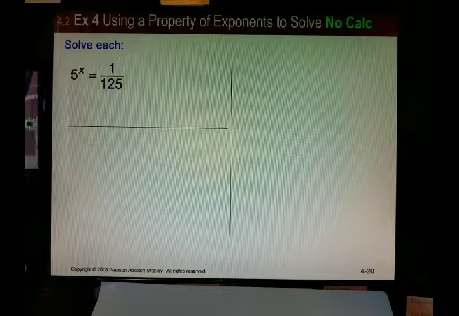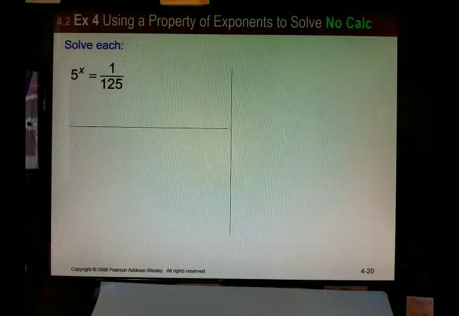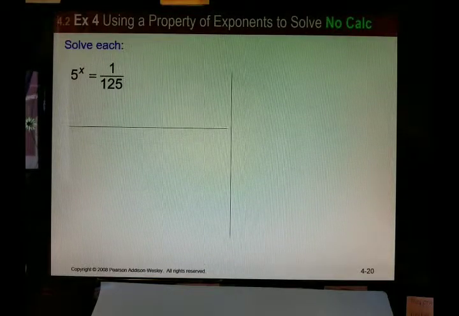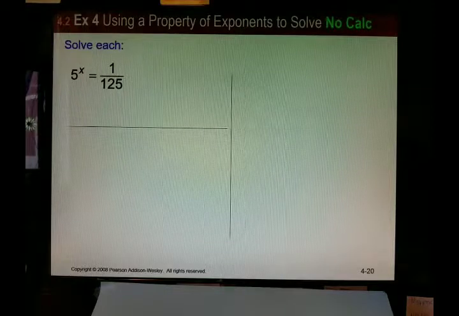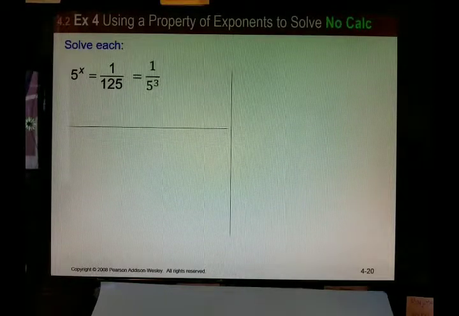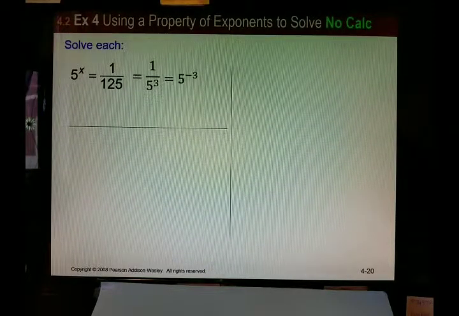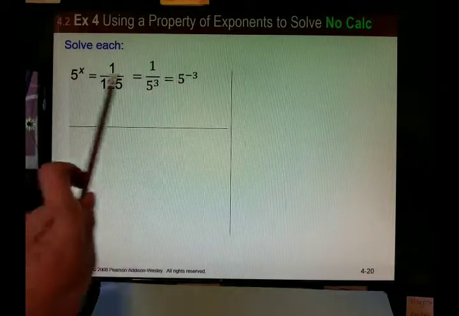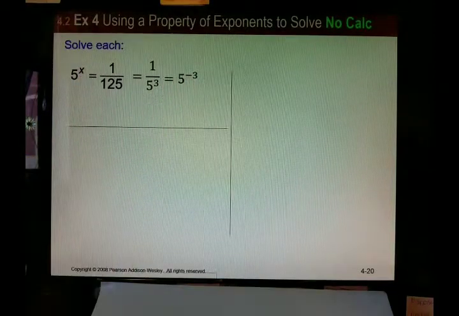So use your properties to solve using for exponents. What you want to look for here is, can you get a common base? 5 to the x and 125. 125 is 5 to the 3rd power. It's 5 times 5 times 5. So 5 to the 3rd on the denominator, if you bring it up, that's 5 to the -3. Now, these both have the same base, therefore x equals -3.